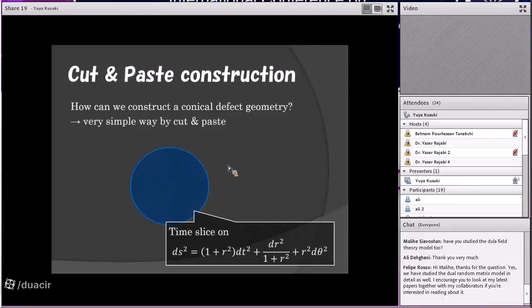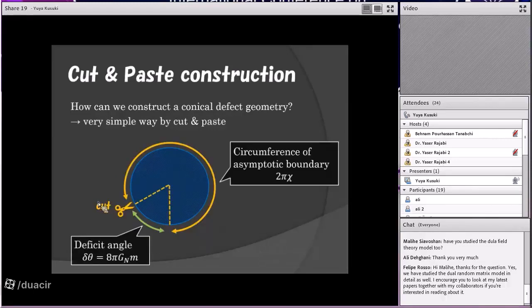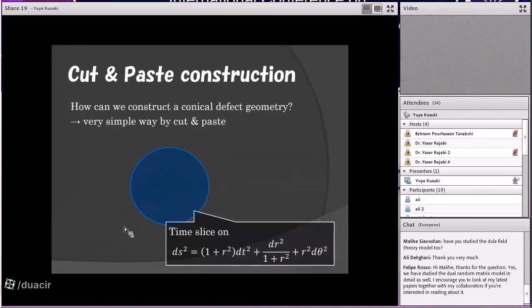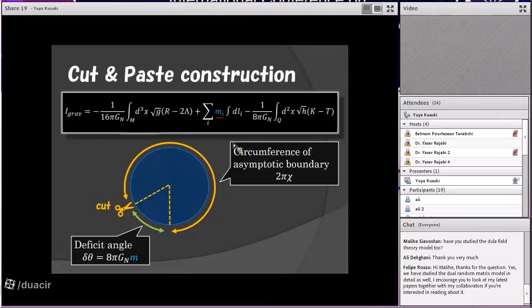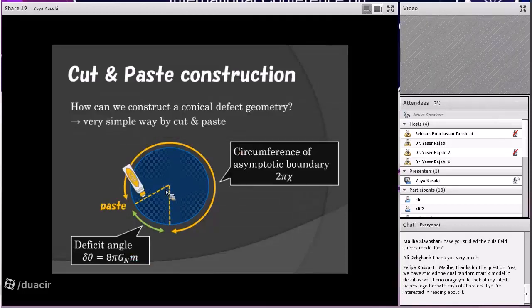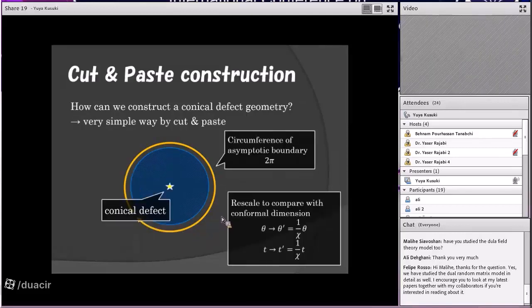Actually, I don't have enough time, so I won't give a detailed explanation of how to construct it. Here I will give a quick review. For example, let's first consider the simplest case: if we would like to construct a conical defect geometry, then what we need to do is just to consider a cut. Here we consider a time slice of global coordinates, and here we cut this geometry. The angle is related to the mass that appears in this Euclidean action. And if we paste, if we identify these two lines, then we obtain a conical defect geometry.